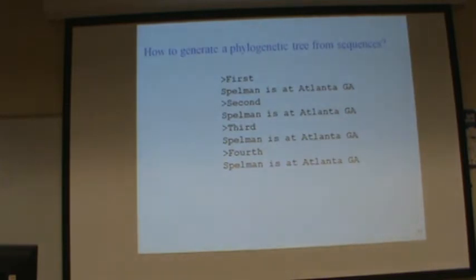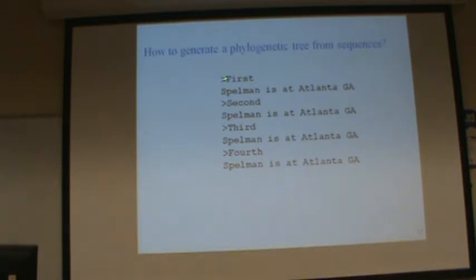Okay, here's an example to generate a simple phylogenetic tree. If the evolution has no mutation, well, actually then there'd be no evolution. If there's no mutation, every sequence will be identical. Right? So let's start with one sequence, and you can imagine this is just protein sequences.